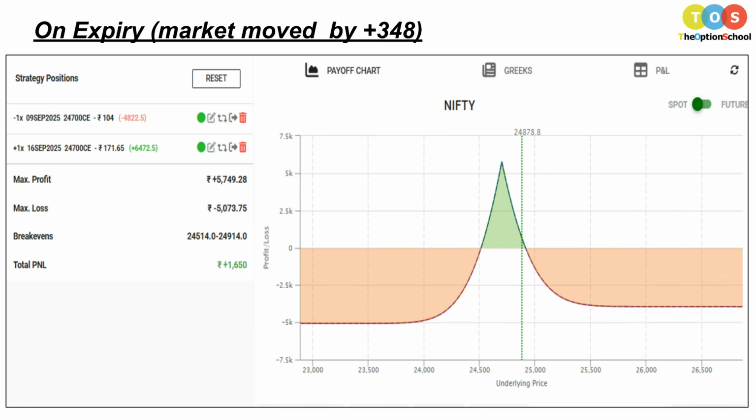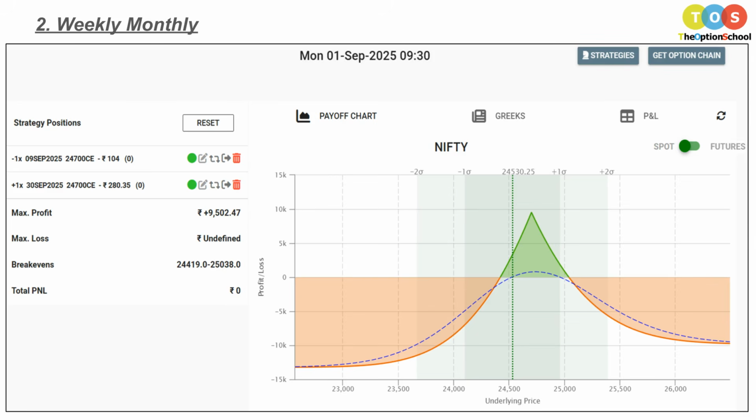Now let us check other calendars. Next, let us see the weekly monthly calendar spread, in which we have sold a weekly call and we have purchased a month end call. Again, we have kept the same strikes of 24,700. The break-even range is slightly better than weekly. There it was 530. Here it is around 620 points. And the maximum possible profit is slightly higher, around 9,500, which was 7,200 in weekly.